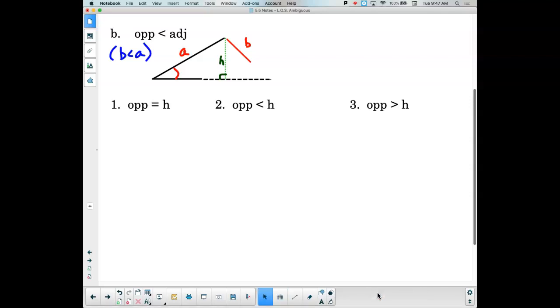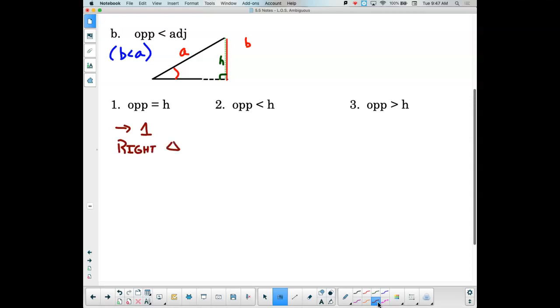So if B is equal to H, what do we get? We get one right triangle, right? Because this side then would come into here. So shabam, we would get one right triangle. And then we can use SOHCAHTOA to solve it.